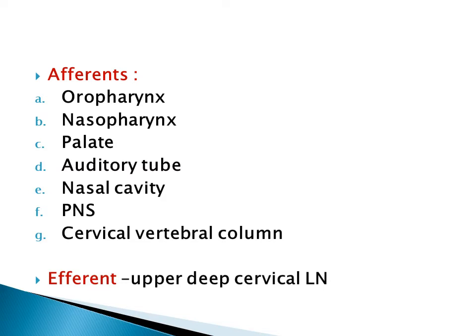Efferents, as we said earlier, drain into the superficial cervical lymph nodes. The superficial cervical lymph nodes are offshoots of the parotid group of lymph nodes, and they lie along the external jugular vein. We had mentioned this earlier. So efferents from the parotid nodes drain into the superficial cervical lymph nodes, and from there ultimately the lymph drains onward.